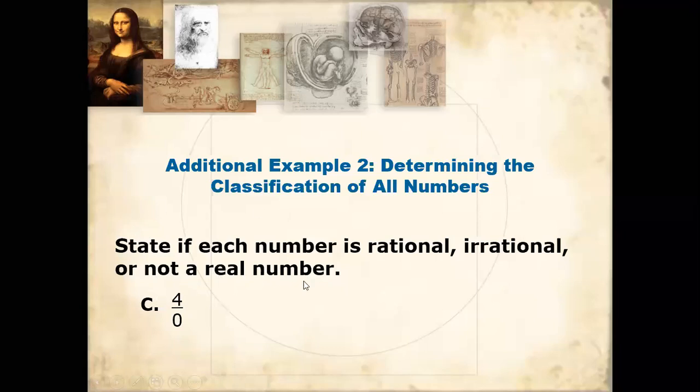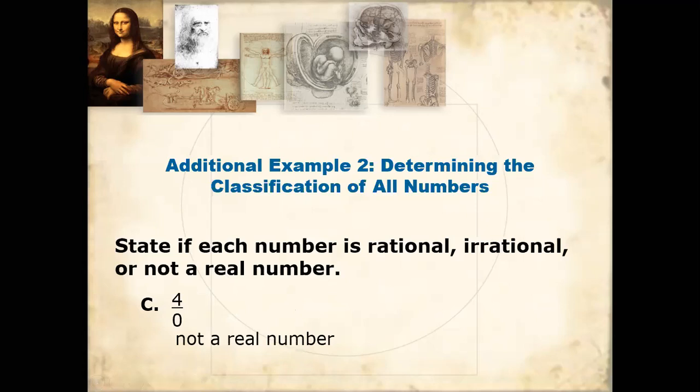Okay, the choice. Did you read the question, please? State if each number is rational, irrational, or not a real number. So choose one word. This question is not for classifications. This question only asks if it's rational, irrational, or not a real number. So what do we have to say? It's not a real number.